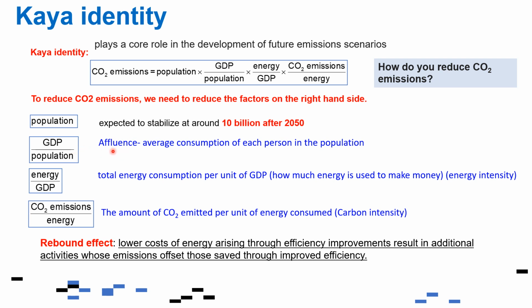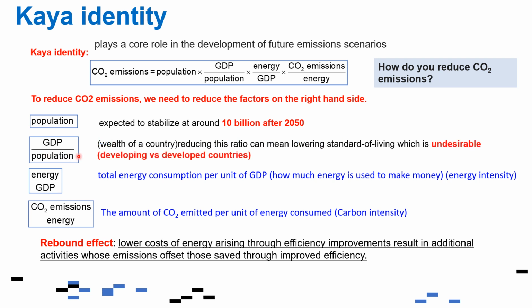The next one would be GDP per population, or the money, the wealth, the affluence of the nation, or how wealthy the nation is. It refers to the average consumption of each person in the population, how much energy and how much money they have. Of course, higher GDP per population means your country is more wealthy. If we want to reduce this one, it means reducing GDP per capita, and then you're actually saying that people should lower their standard of living, which in most cases is not desirable in many countries, especially if we compare underdeveloped countries versus developed countries.